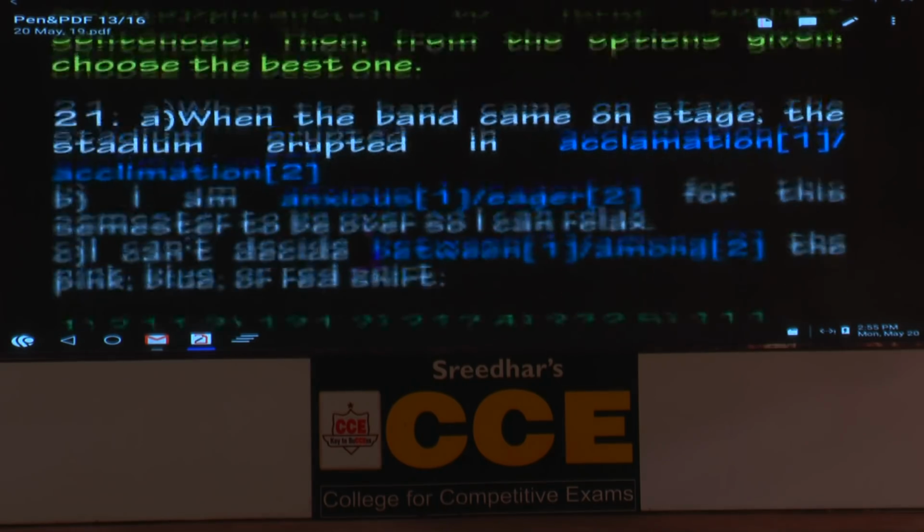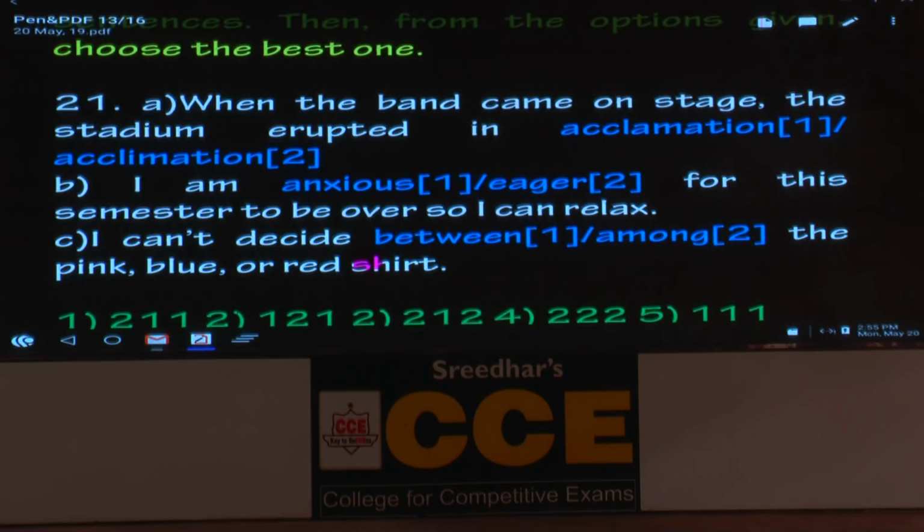So, I will not read out the instructions. What do you understand? You see 2 words. They look alike, confusing words. You have to select the right word. When the band came on stage, underline band, not your headband. Here, band means what? A music band, concert band, a rock band. And when the band came on stage, the stadium erupted in acclamation.